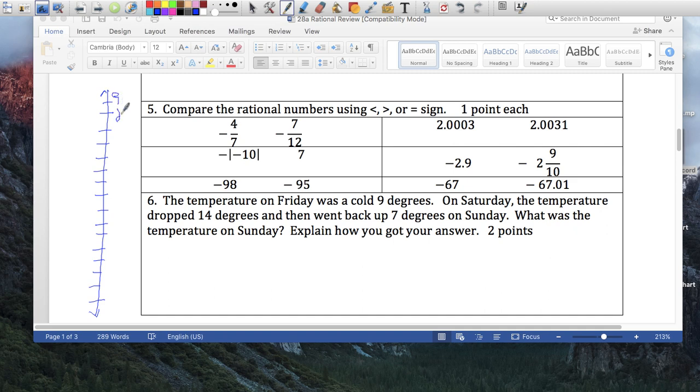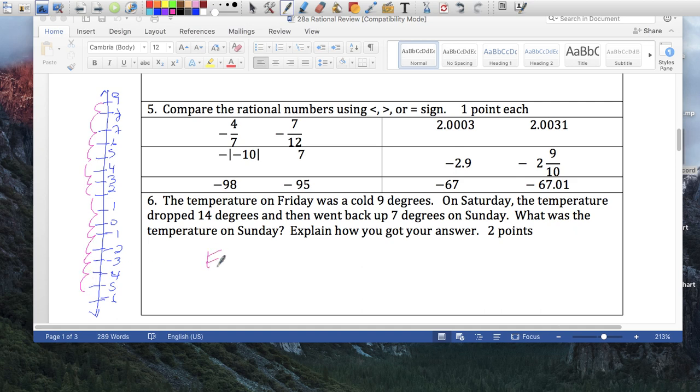So I'll put my numbers. 6, 5, 4, 3, 2, 1, 0, negative 1, negative 2, negative 3, negative 4, negative 5, negative 6. So you're at what temperature? You're at 9, and it dropped 14. So from 9, it drops 14. So 1, 2, 3, 4, 5, 6, 7, 8, 9, 10, 11, 12, 13, 14.